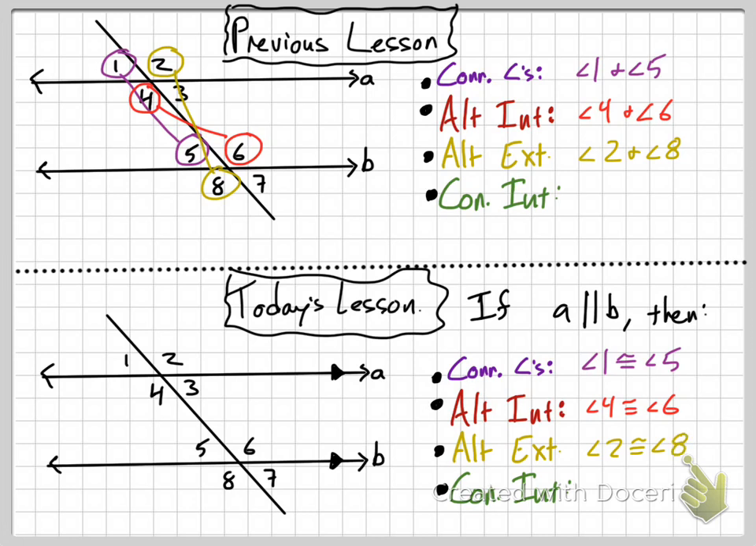And finally, with consecutive interior, we will use 3 and 6. These are the oddities, consecutive interior angles. They are supplementary. So angle 3 plus angle 6 is equal to 180 degrees. So this is what we will be using to solve some of our examples today.